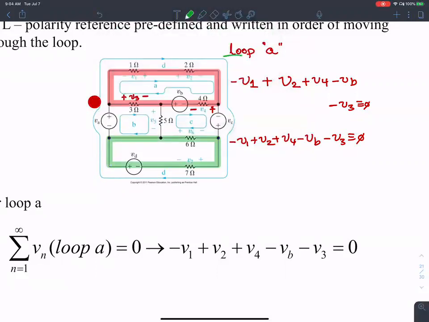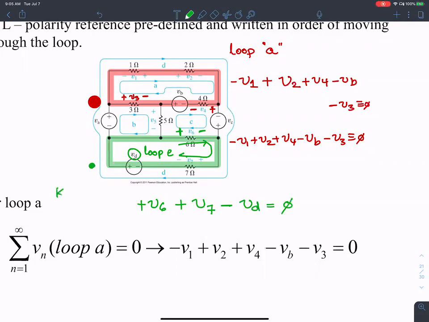I think this loop is already called loop D, so let's call this loop E. That's not shown here. Begin at the lower left corner and follow the circuit elements. The first circuit element you see is the 6 ohm resistance. Notice the polarity, plus minus V6, so that comes first, plus V6. Then I follow the path to find a 7 ohm resistance. Plus comes first, plus V7. And then I look at VD. Negative comes first, negative VD equals 0.